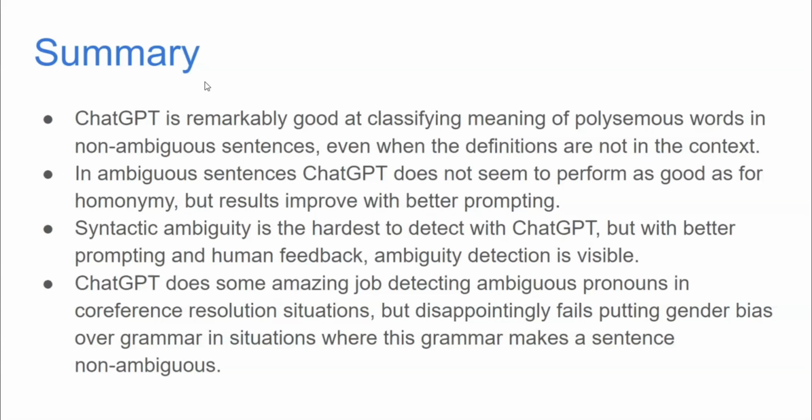the definitions are not in the context. In ambiguous sentences, ChatGPT does not seem to perform as well as for homonymy, but results improve with better prompting. Syntactic ambiguity is the hardest to detect with ChatGPT, but with better prompting and human feedback, ambiguity detection is visible. And finally, ChatGPT does an amazing job detecting ambiguous pronouns in co-reference resolution situations, but disappointingly fails by putting gender bias over grammar in situations where this grammar makes a sentence non-ambiguous.